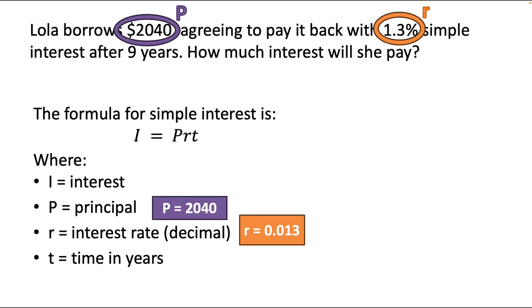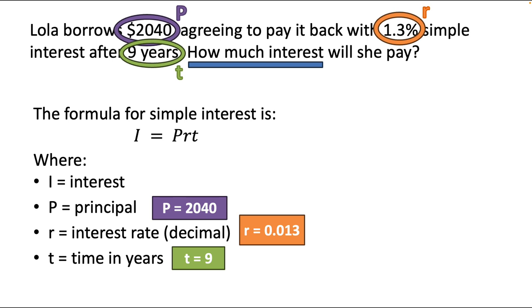At the end of this sentence, it says that she will pay it back with 1.3% simple interest after 9 years. 9 years is the life of the loan. This is T. So T is equal to 9. And the last sentence says, how much interest will she pay? This tells us we're looking for I, the value of the interest. So I is our unknown variable.